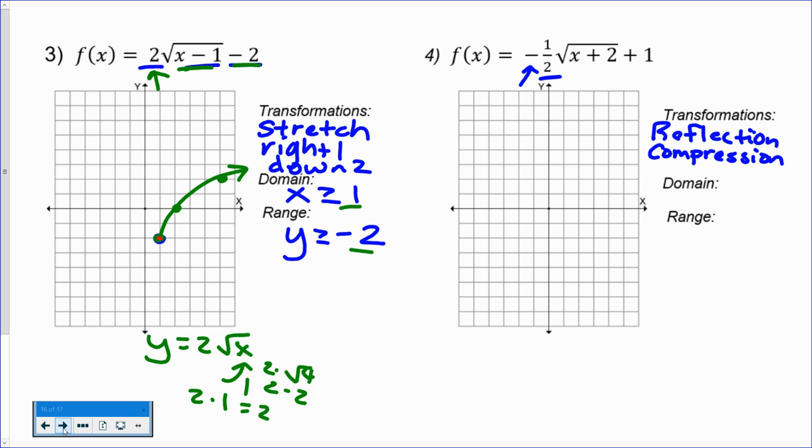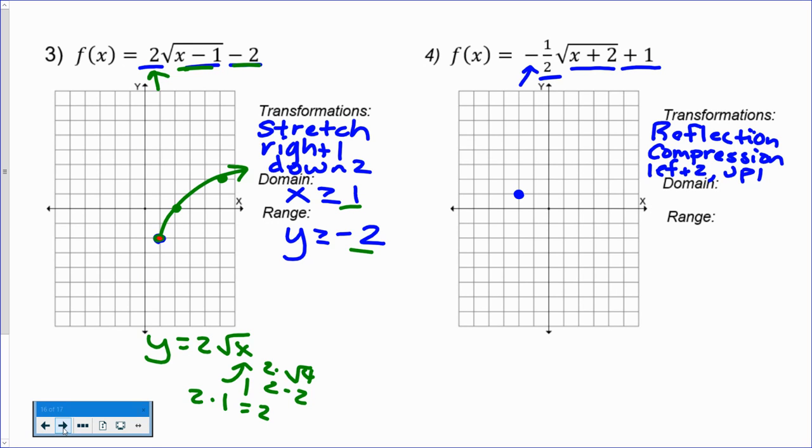Okay. And then right here, I'm going to go left 2 and up 1. My left 2, up 1 gives me my new starting location. The reflection, so if this last problem on number 3 would have been reflected, that would have been what a reflection would have looked like. It would have flipped it over the x-axis. So ours is going to be flipped over with that negative, and it's also going to be cut in half.